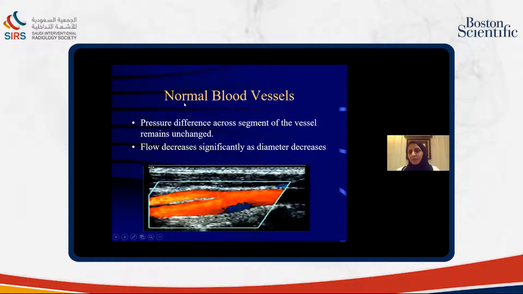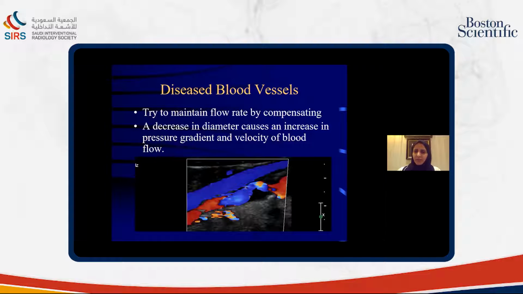We see here in normal blood vessels, the pressure difference across a segment of the vessel remains unchanged. Flow decreases significantly as diameter decreases. You see here an open vessel and there is no reduction, so this is a normal blood vessel. In case of abnormality or disease, the blood vessel tries to maintain the same amount of flow, as you see here, despite the reduction in the vessel.